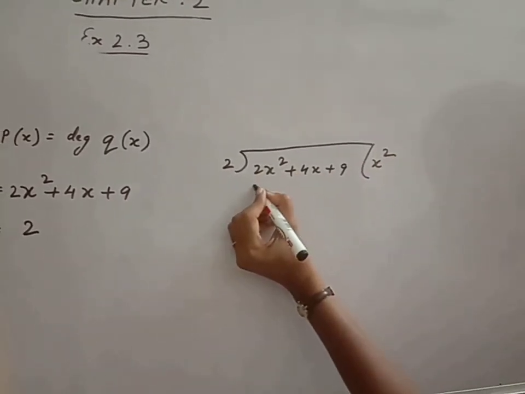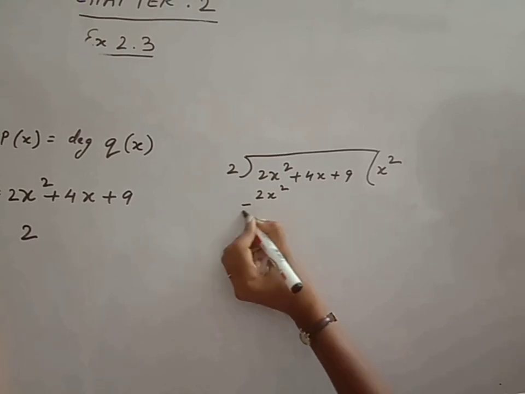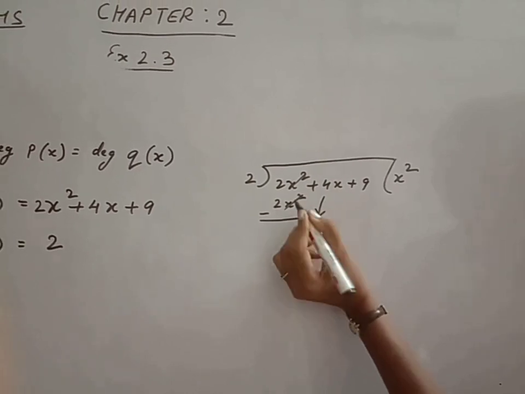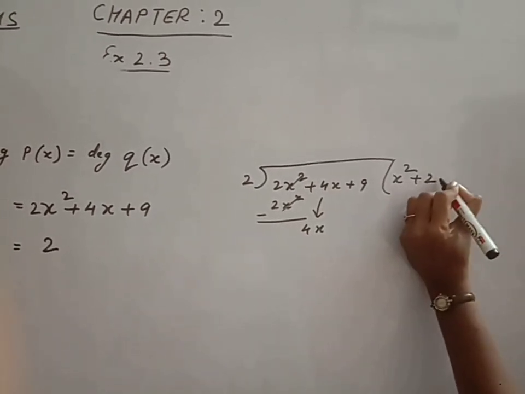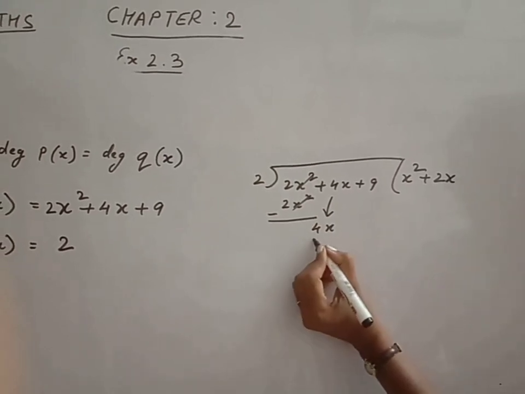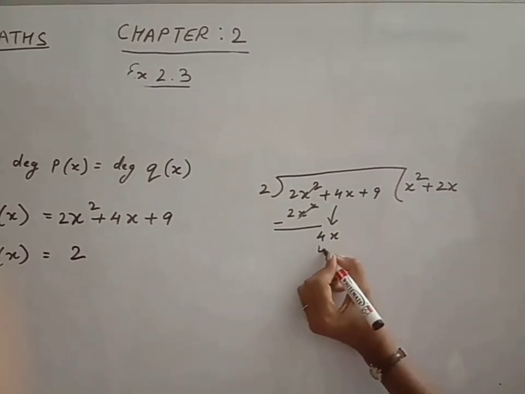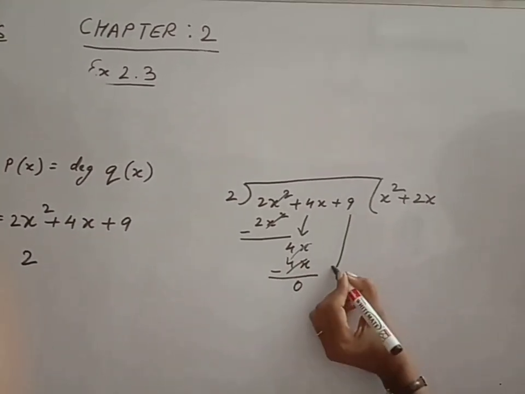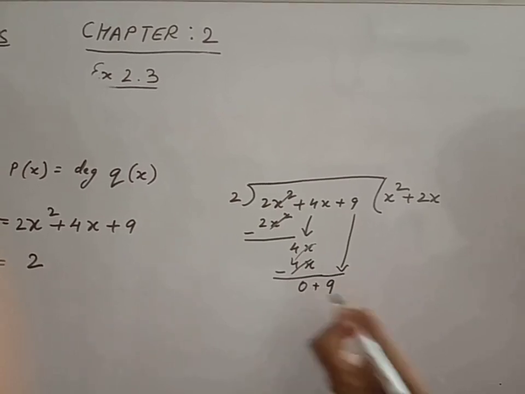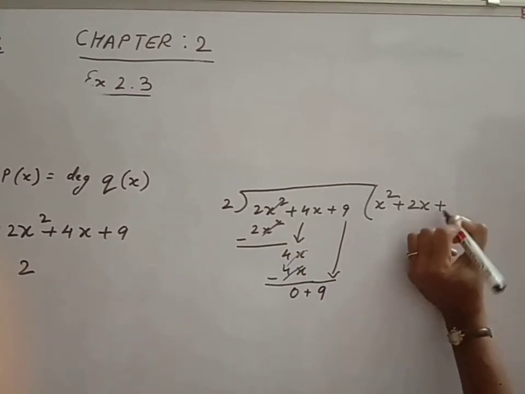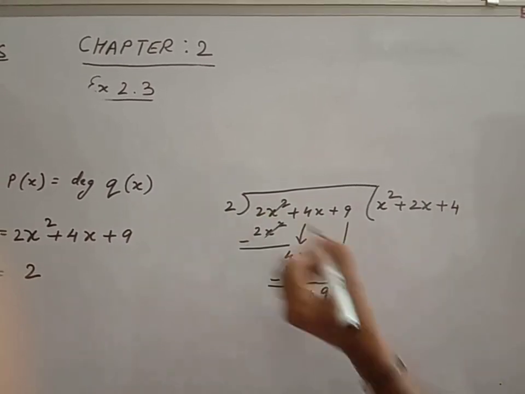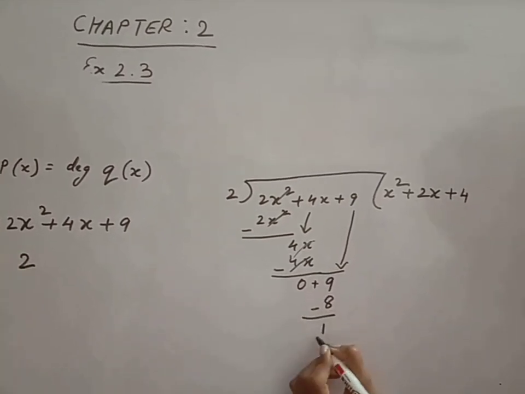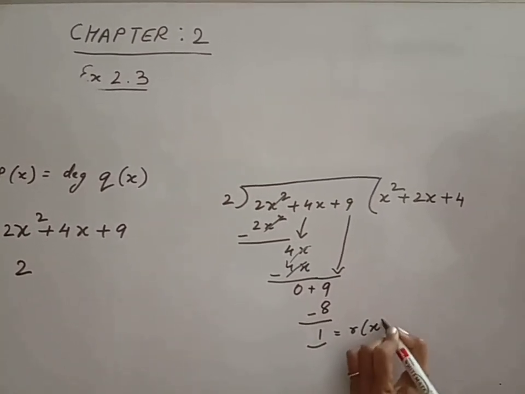So if I divide 2x square plus 4x plus 9 by 2, what should be multiplied to 2 to get 2x square? x square. So here see, the degree of p(x) and the degree of q(x) is same. So I will write 2x square. Minus, so this becomes 0. Now this 4x comes down. What should be multiplied? 2x. So 2 into 2x is 4x. So change the sign, this gets 0. Now I will take 9 down. So what should be multiplied? 4. 4 twos are 8, because it is not possible to get 9. Change the sign. I am getting 1. So my remainder is 1.